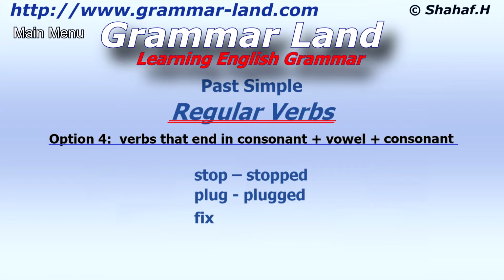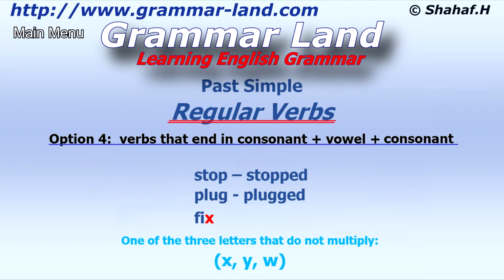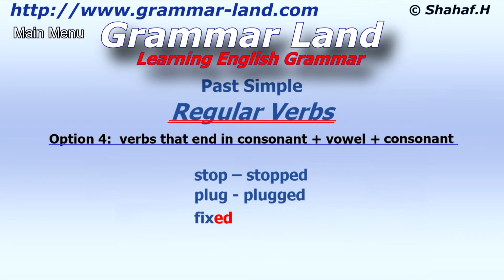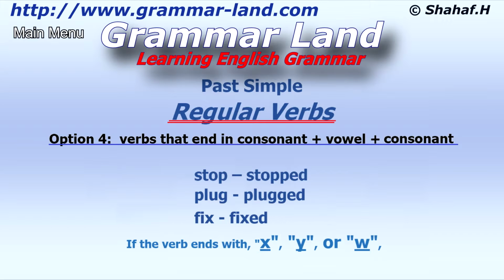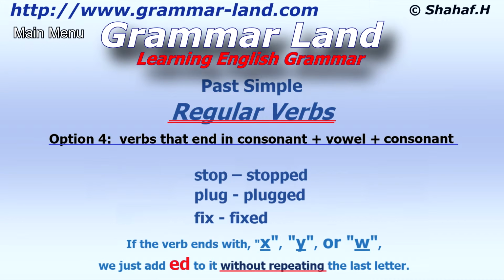The third example is a bit different. The verb fix. Here again we have a sandwich. Consonant, X, vowel, I, and consonant, F. The difference is that in this case, the last letter is X, which is one of the three letters that do not multiply, so we just add ed without multiplying the x. Fix, fixed. Let me remind you, if the verb ends with x, y, or w, we just add ed to it, without repeating the last letter.